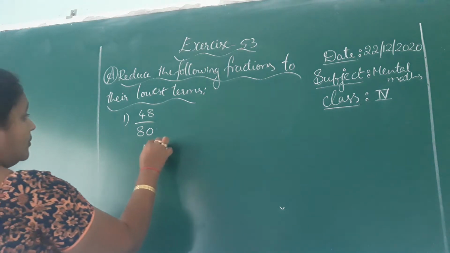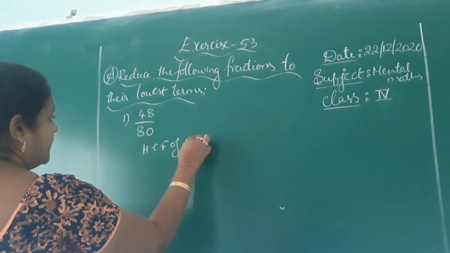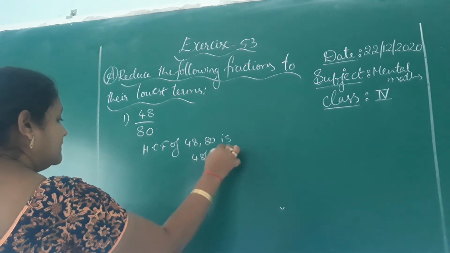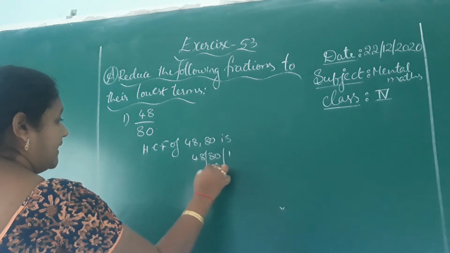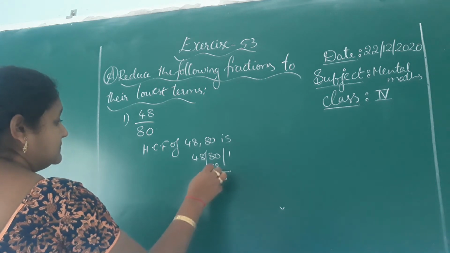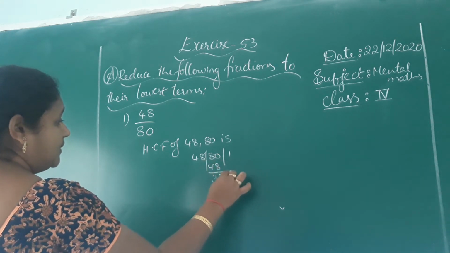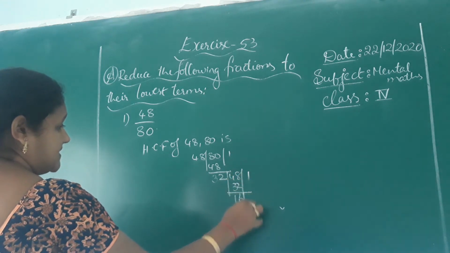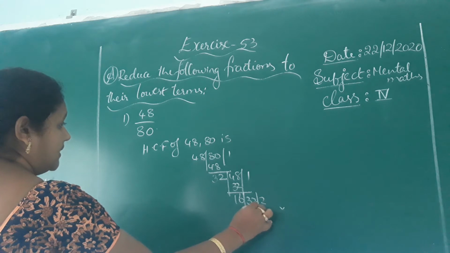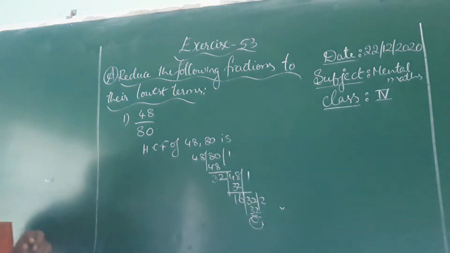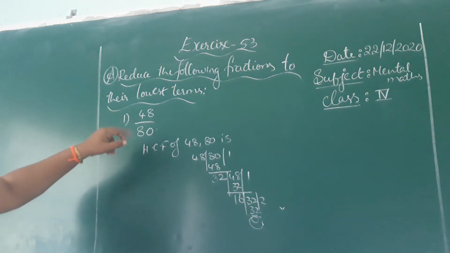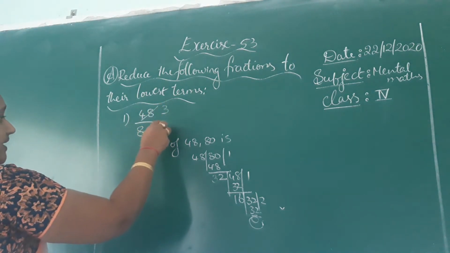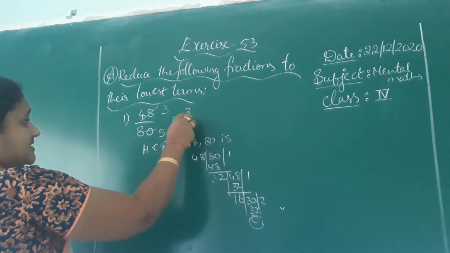How? HCF of 48 and 80: 48 divides 80, 1 time, 48, remainder 32. 32 divides 48, 1 time 32, remainder 16. 16 divides 32, 2 times 32, remainder 0. So the HCF is 16. In the 16 table you can get the cancellation of these two numbers. 16 threes are 48, 16 fives are 80. 3 by 5 is the answer.